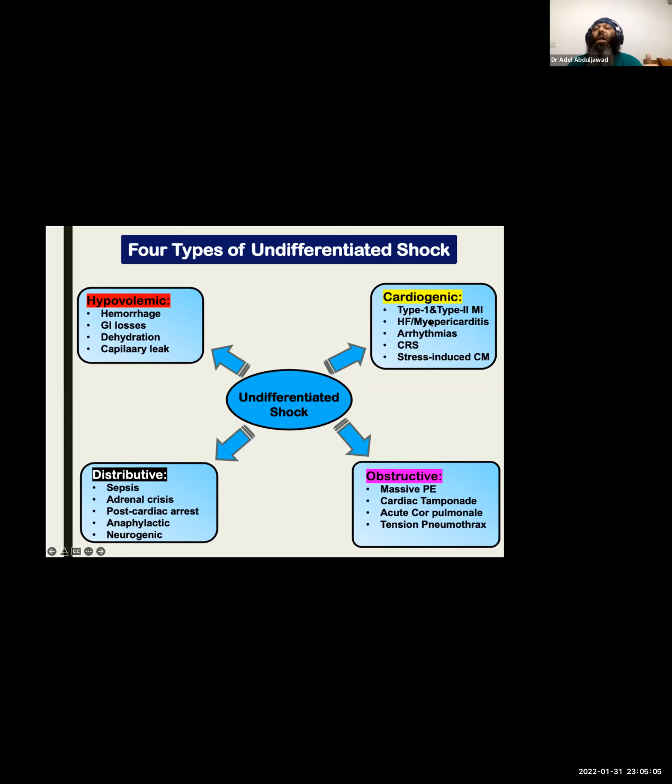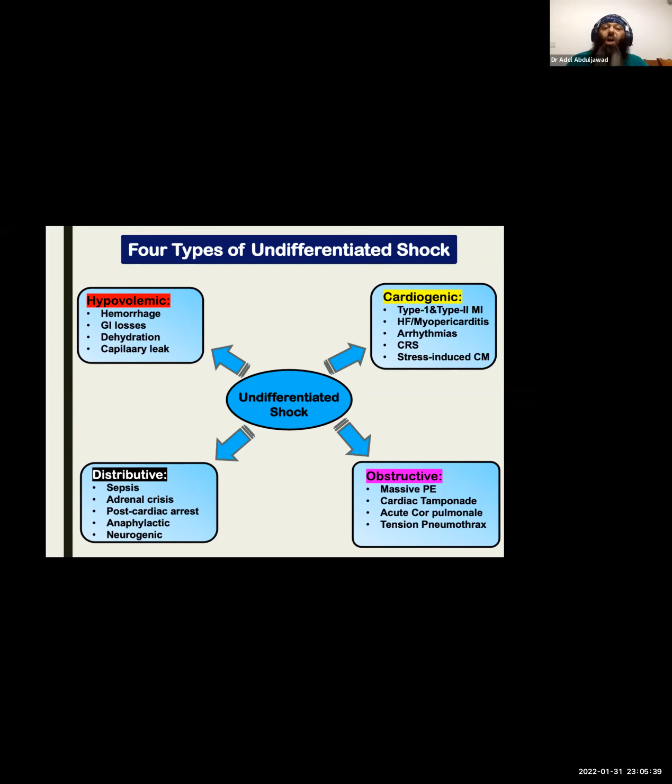For cardiogenic, it could be post-MI, like STEMI or what's called occlusive MI, could be myopericarditis, could be arrhythmogenic cardiogenic shock, could be cytokine release syndrome, could be Takotsubo syndrome, stress-induced cardiomyopathy. For obstructive shock, familiarize with the common forms or categories under obstructive shock: high-risk PE, previously known as massive PE, cardiac tamponade, acute cor pulmonale, or tension pneumothorax.